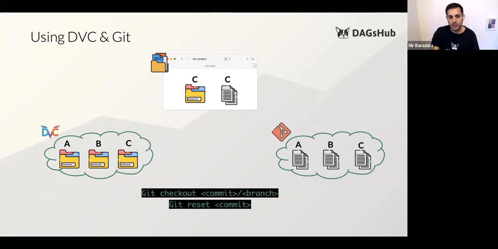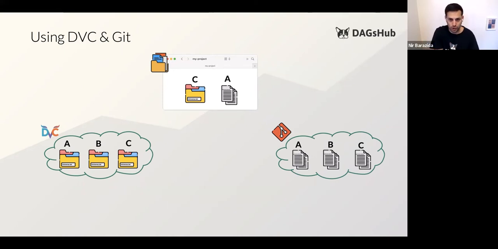So what we're going to do, we're going to use the git checkout or the git reset command, and we're going to find the file that we want to retrieve back. We're going to retrieve its version. So we're finding version A in our Git cache or Git remote server, and then we're retrieving it back to our local machine. But now what we have is version C of our data and version A of our pointer file.